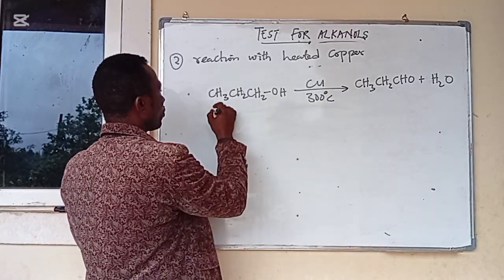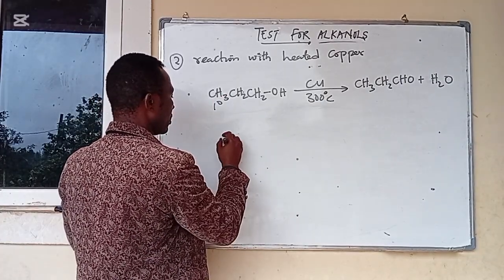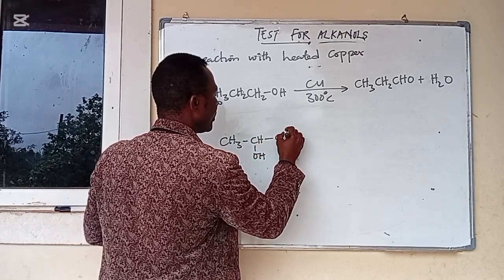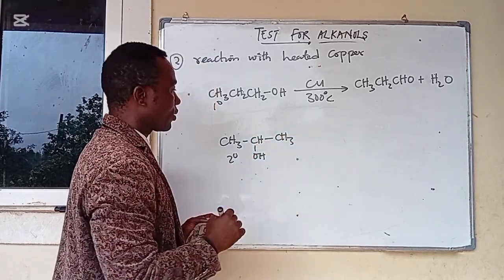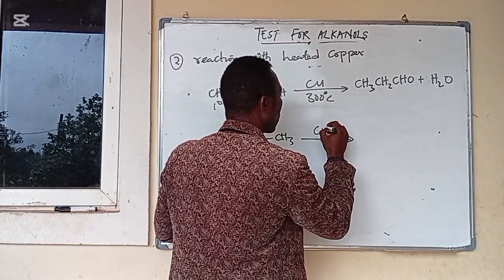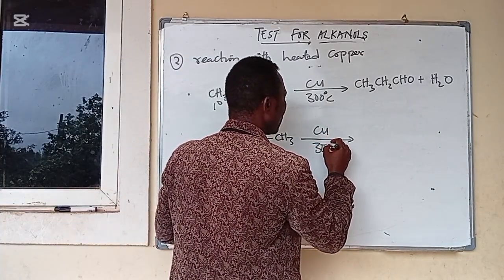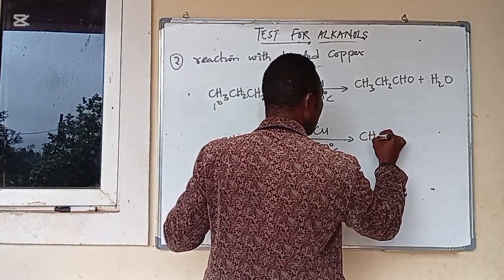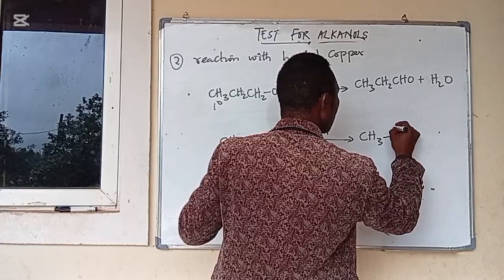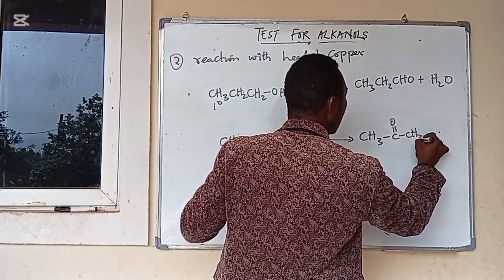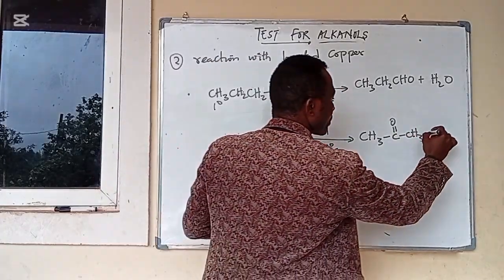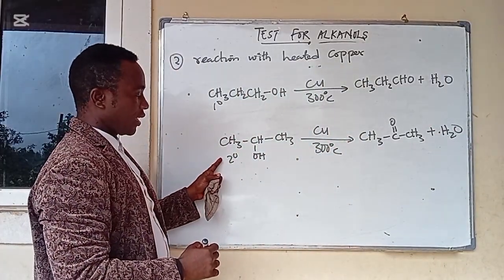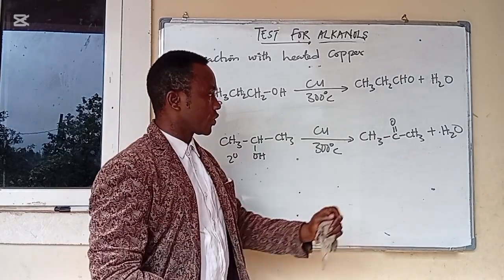Then when we go with secondary, like CH3CHOHCH3, that is a secondary alkanol, reacting with heated copper. Again, there will be dehydration. The dehydration will produce an alkanone, plus water. That is for secondary. So you can see that secondary alkanols produce alkanones.